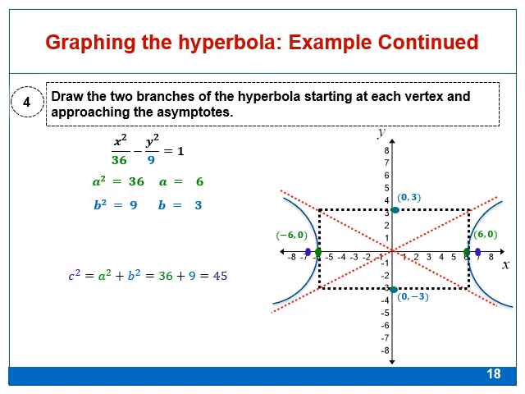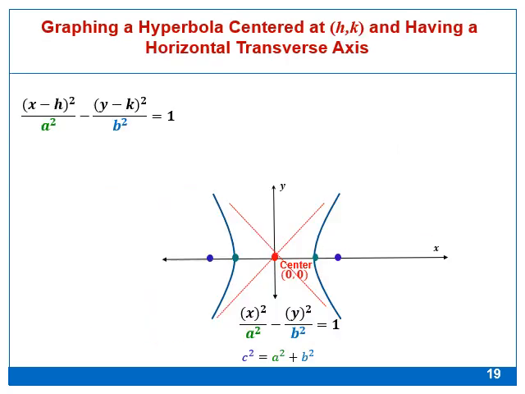a squared is equal to 36, b squared is equal to 9. The c squared is given as the sum of these 2 squares, which is equal to 45, so c is equal to square root of 45. This defines the distance from the center to the focus. So the coordinates of the foci will be square root of 45 and 0 and negative square root of 45 and 0. We can also graph hyperbolas which are not centered at the origin.